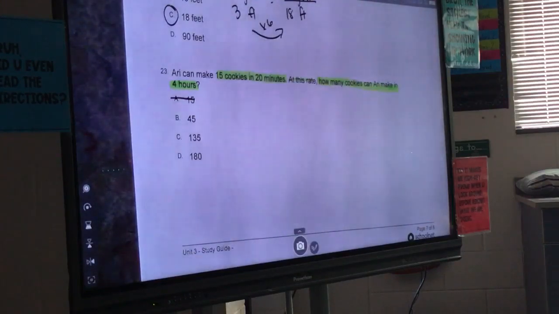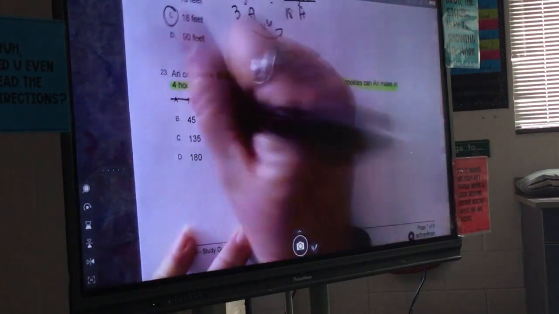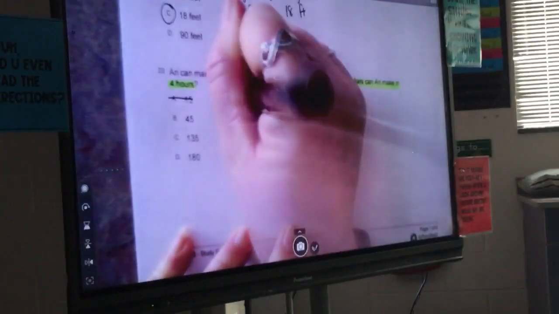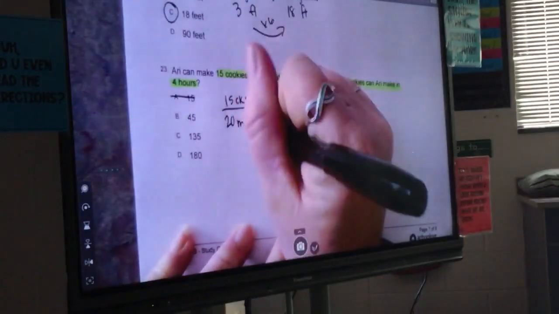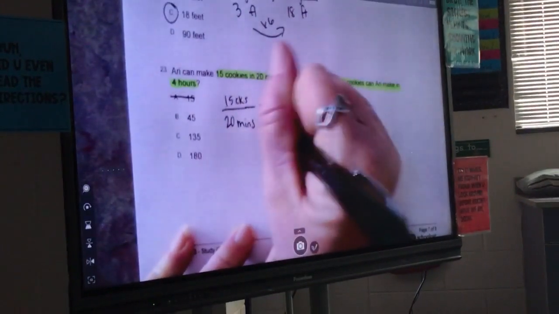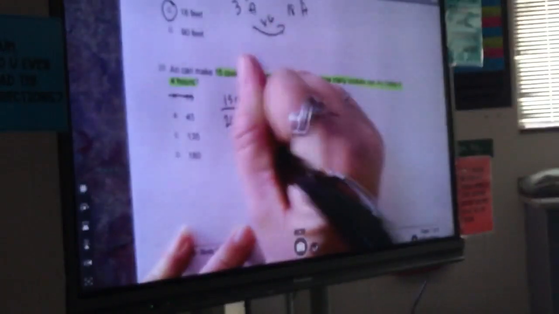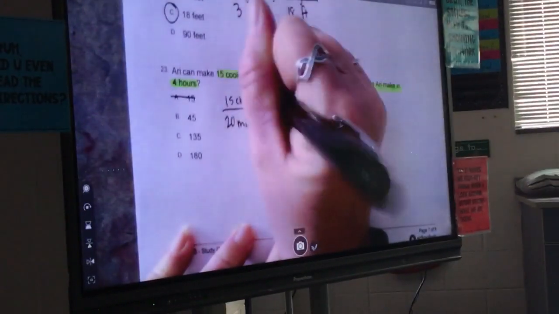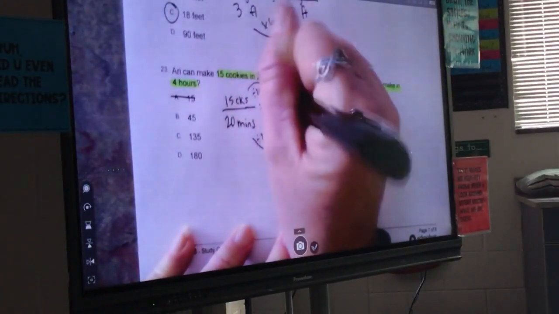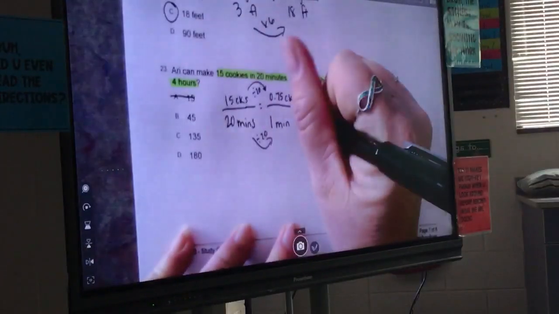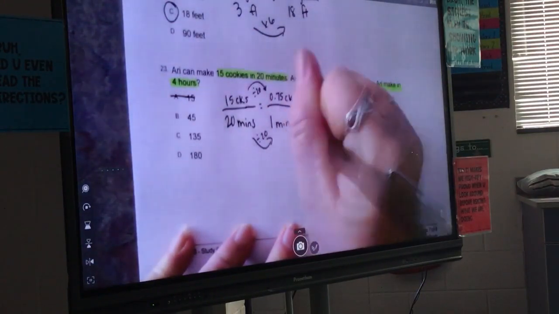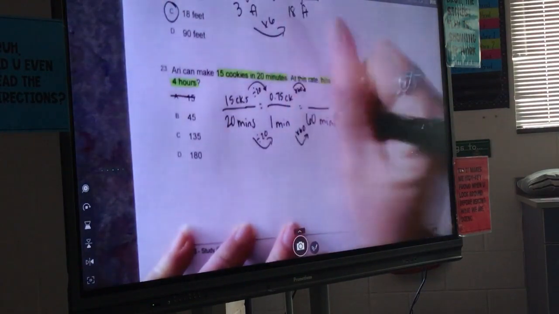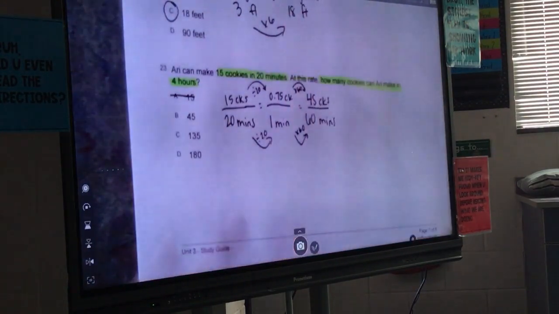I set it up, 15 cookies on the top and 20 minutes on the bottom. And then I divided it by 20 to equal 1 minute. And then I got 0.75 cookies for 1 minute. And then I multiplied it by 60 to equal for the 1 hour. And then I got 45 cookies for an hour. Okay. All right, so really good process, really good job.